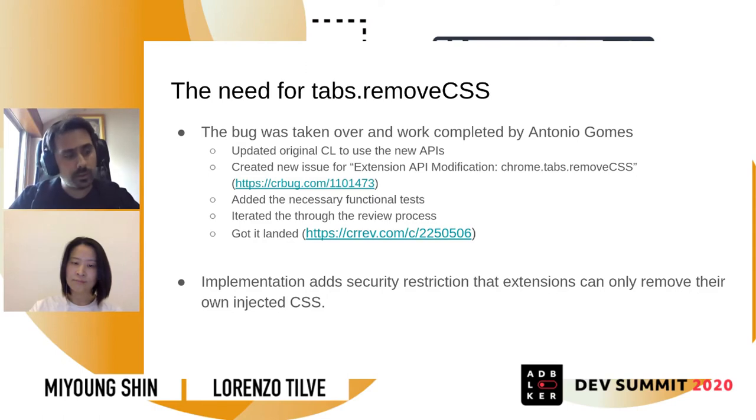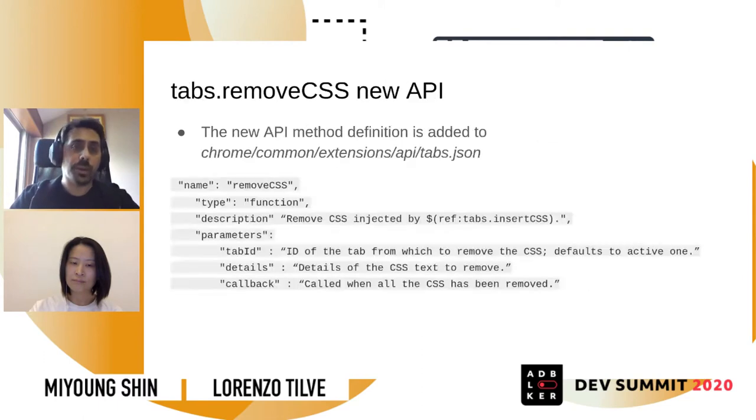This is slightly different from the implementation that was happening in Firefox, because this is adding a new security restriction: extensions can only remove the injected CSS that they added on their own. So what has to be done to actually implement this new method in the API?